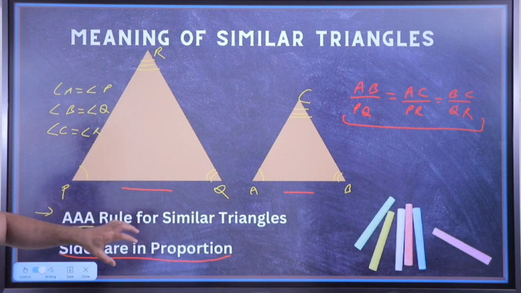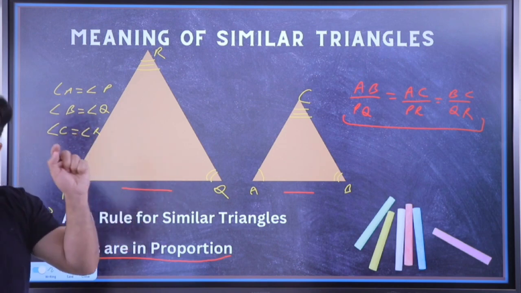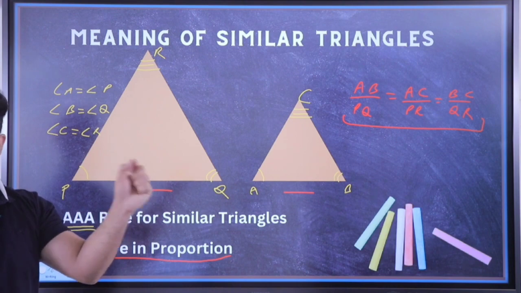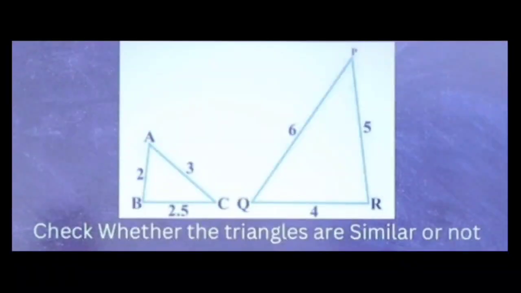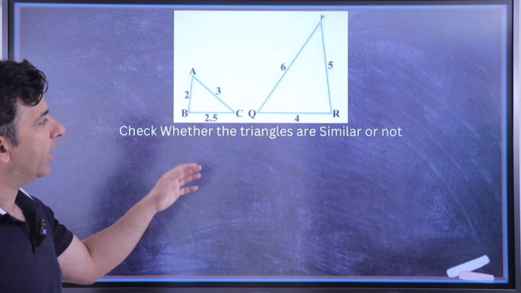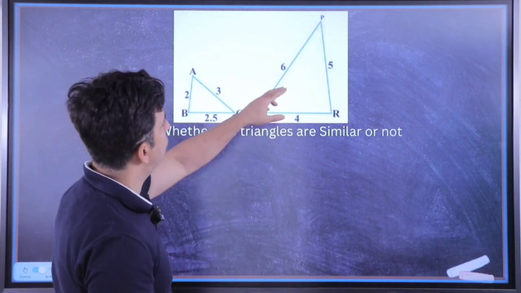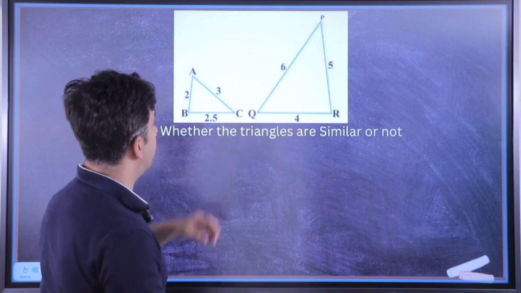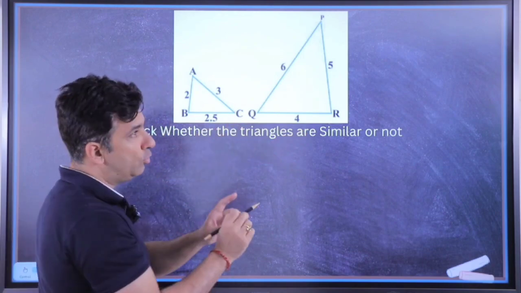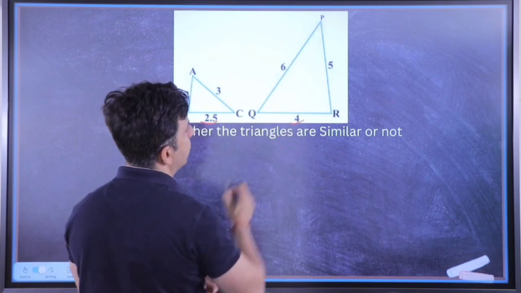Just keep this thought in your mind and now apply this logic in solving this question, which is very straightforward. You just have to answer yes or no with a reason. Solve this one. So we are given these two triangles and the question was this: check whether the triangles are similar or not. In this figure ABC and in this figure PQR, if these two triangles are similar, then the ratio of the sides should be the same.